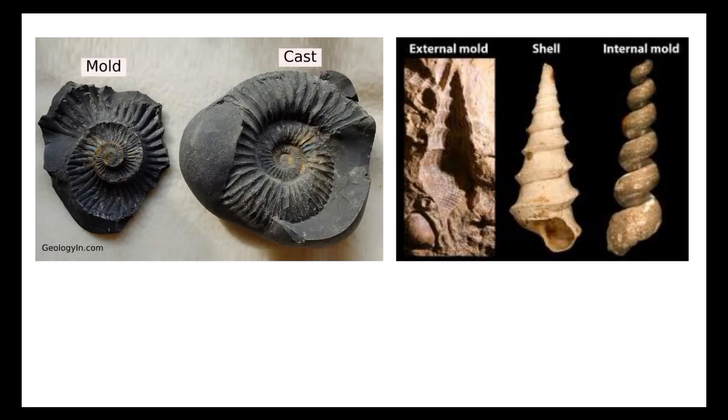So you can see mold and cast. This is a mold. The shape has been preserved here, and this is the cast, the infilling, and this is the external mold. External mold means you can see the external part of the gastropod has been preserved. Internal mold means suppose it was internally infilled with some clay kind of material, and it got hardened. So the impression of the internal parts will be there. This is known as an internal mold.